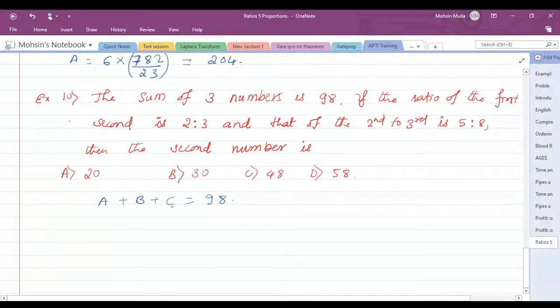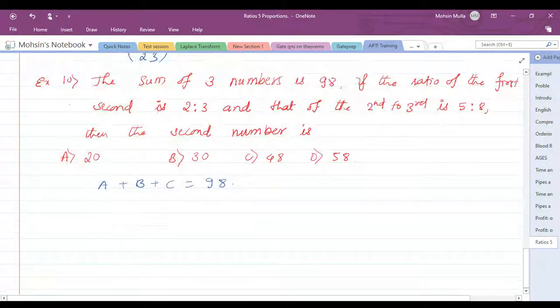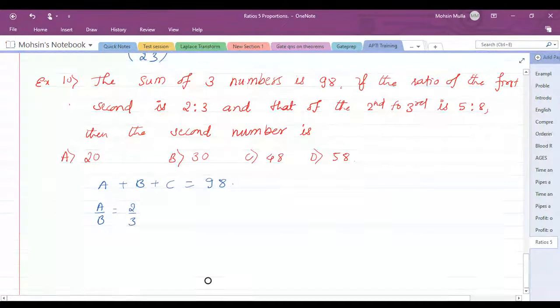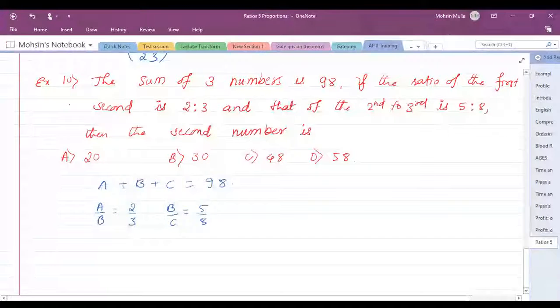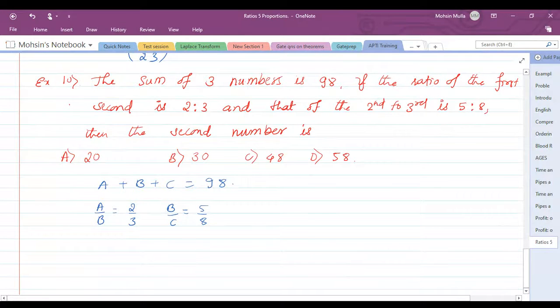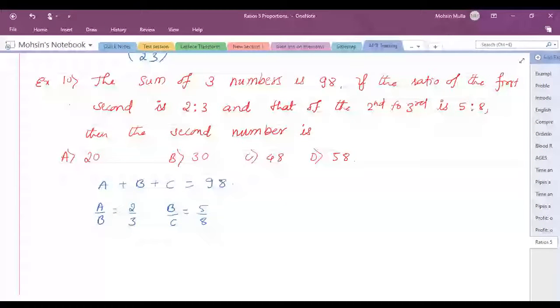Now what other information they have given: the ratio between A and B, first and second, is 2/3, and the ratio between the second number and the third number, that is B and C, is 5/8. So now we have to get the parts of A, B and C. How many parts are there? That means we have to get A is to B is to C.